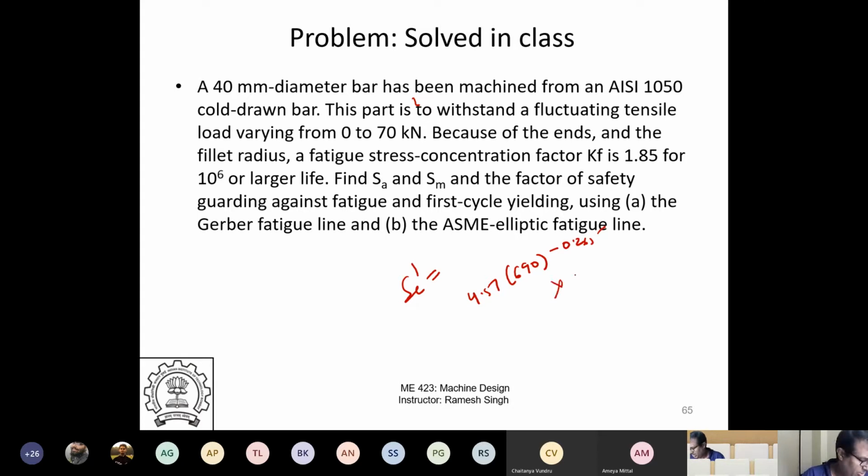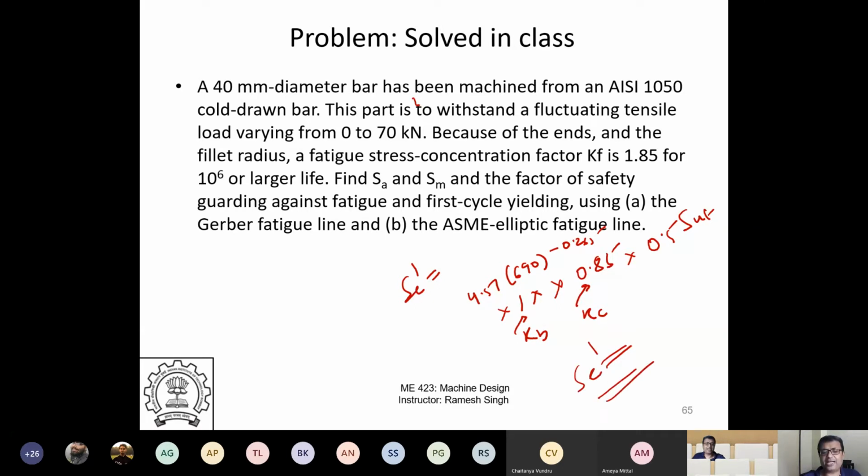Times 0.85, times 1. So this is KB, this is KC, and the remainder would be 1. KD is equal to 1. KA, KB, KC, KD is equal to 1, and K is equal to 1. So it doesn't matter. Then it will be 0.5 times SUT. Do the math, and this will give me the SE dash.